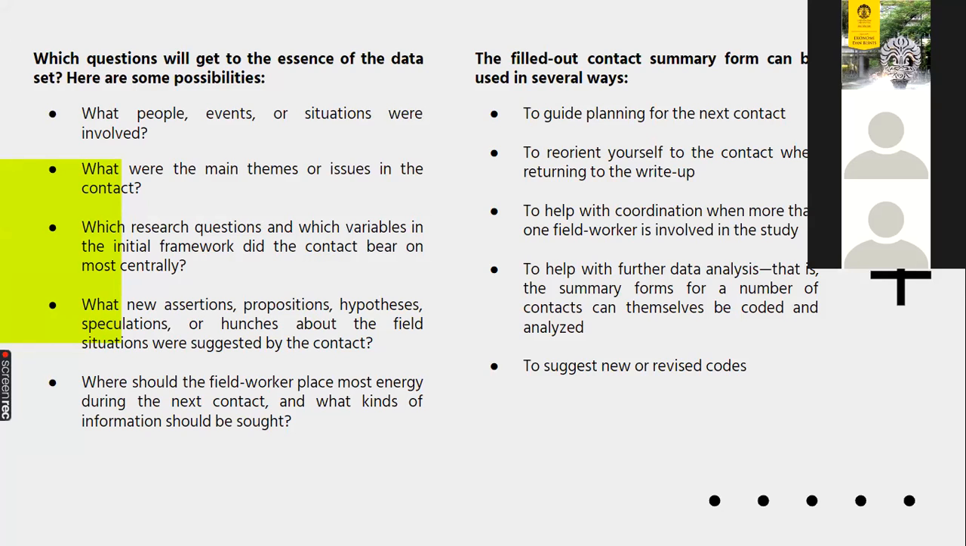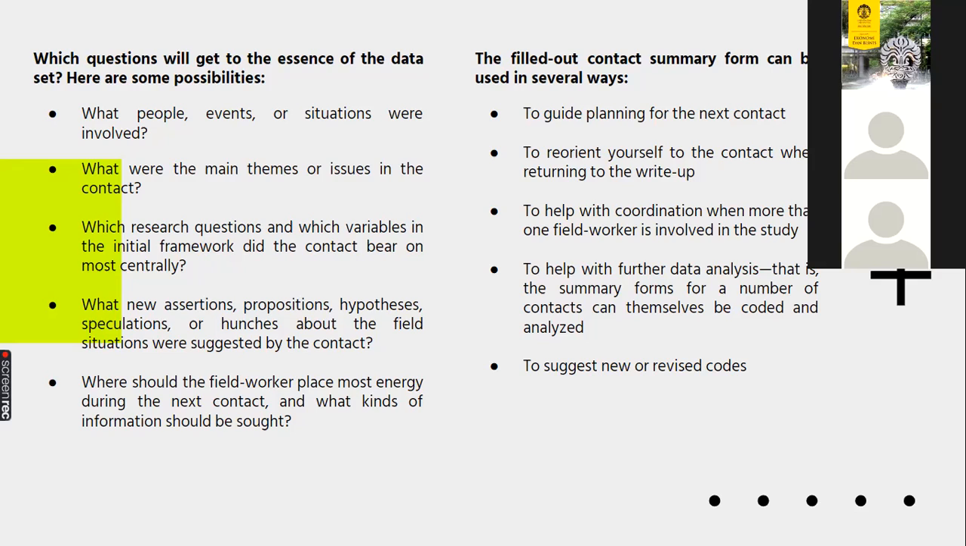Okay, next on, we're going to see the questions that will get to the essence of the data set. Here are some of the possibilities. First, what people, events, or situations were involved. The second is what were the main themes or issues in the contact. The third is which research questions and which variables in the initial framework did the contact bear on most centrally. The fourth is what new assertions, propositions, hypotheses, speculations, or hunches about the field situations were suggested by the contact. And the last one is where should the field worker place most energy during the next contact and what kinds of information should be sought.